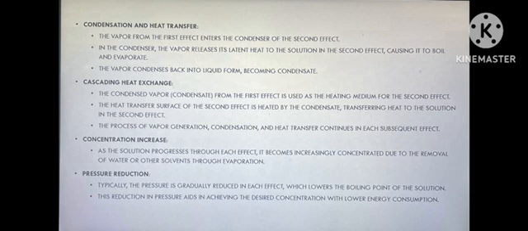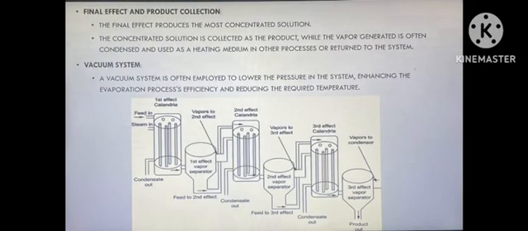These vapors in condenser release latent heat to the solution present in second evaporator, causing it to boil and evaporate. Vapors from first evaporator condense back to the liquid form. The process of vapor generation, condensation, heat transfer continues in each subsequent evaporator. As each solution passes through each evaporator, it becomes more and more concentrated. Final effect produces the most concentrated solution, and vapor generated here are condensed and used as a heating medium or are returned back to the system. The following video would help you understand the working of a multiple effect evaporator in a better manner.